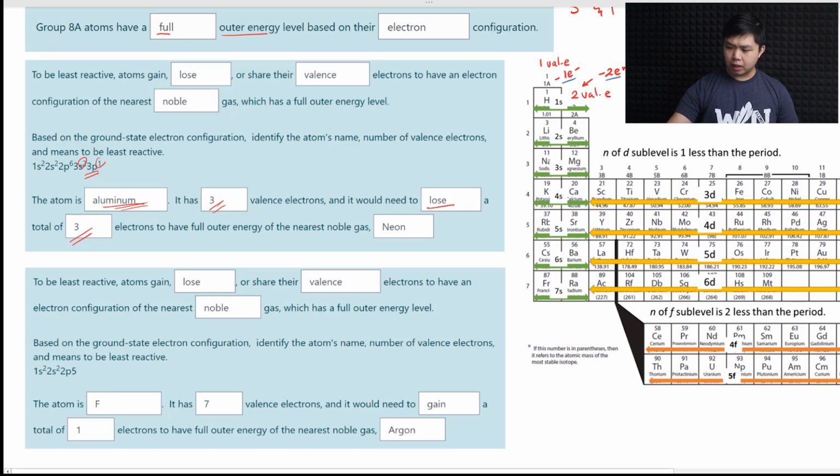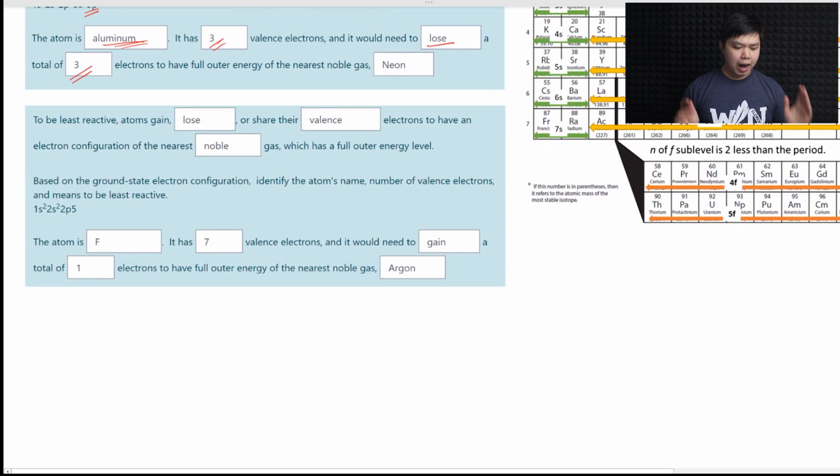Now let's look at another one. In this case, we have the same statement: an atom will lose, gain, or share valence electrons to be stable, in order to have the electron configuration of the nearest noble gas. So in this case, we have 1s2, 2s2, 2p5. So that's 5 up there. What's the total? In this case, 2 is the highest energy level. 2 plus 5 is 7.